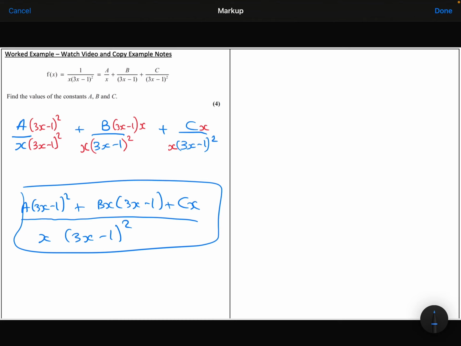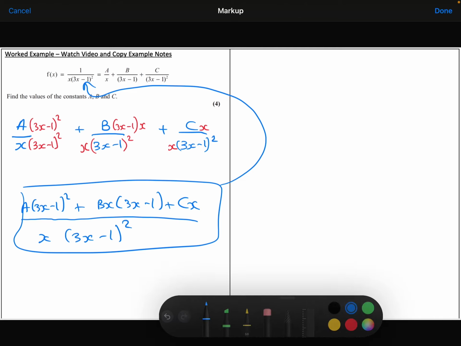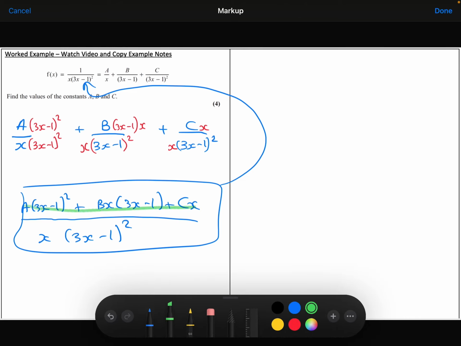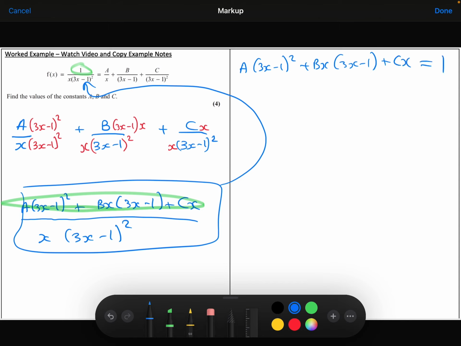This is the same thing as my f of x. Therefore, my numerator here, all of this on the top, would have to equal 1. So let me write that over on the right-hand side here. Okay, so now I just need to figure out what a, b and c are.